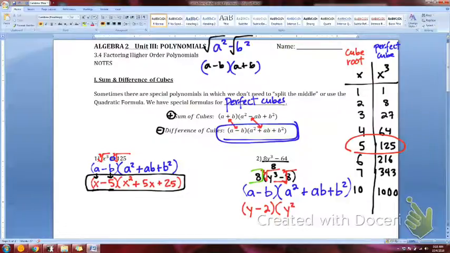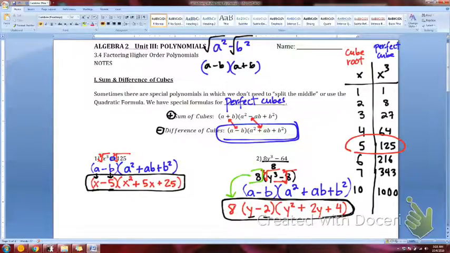Take your a value times your b value. My a value and my b value are y and 2, so y times 2 is 2y. Remember, we're going to use the sign that the formula says, so we're going to put a plus sign. And then b squared, so b squared was 2, and 2 squared is 4. We're going to use a plus sign. Now we can bring down our 8. So now I'll bring down an 8 and stick it out front. This is my final answer.